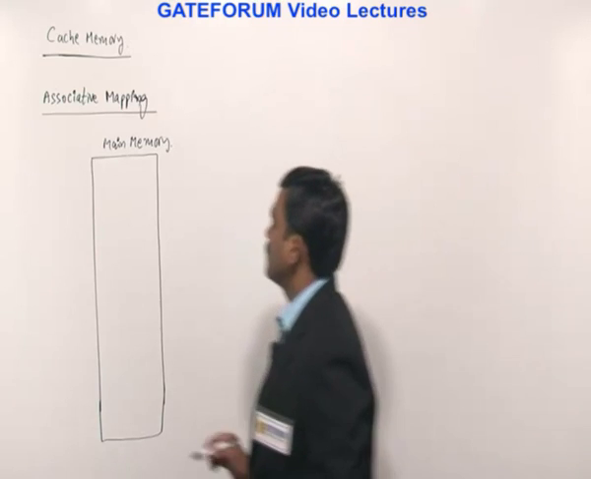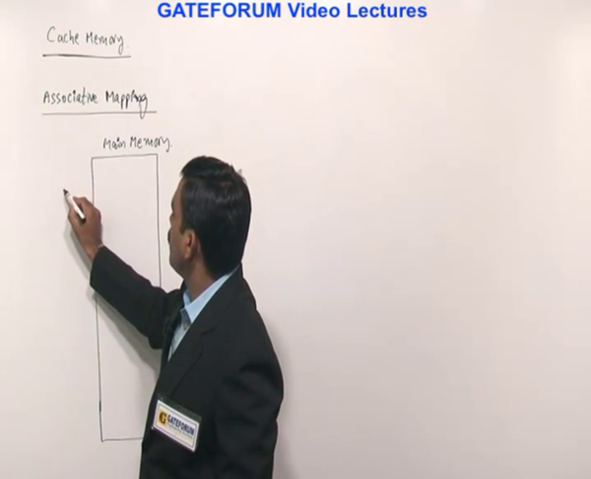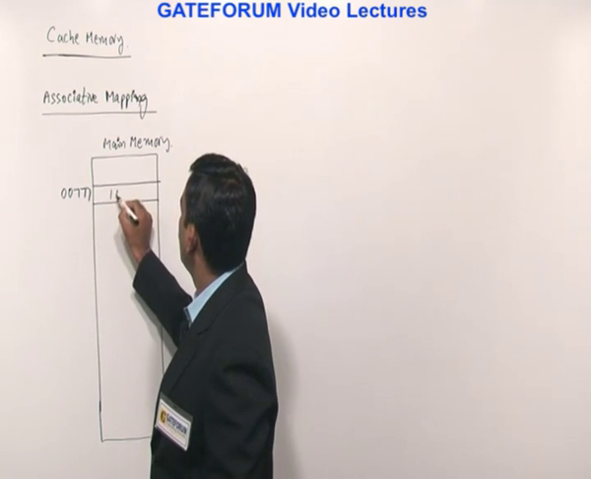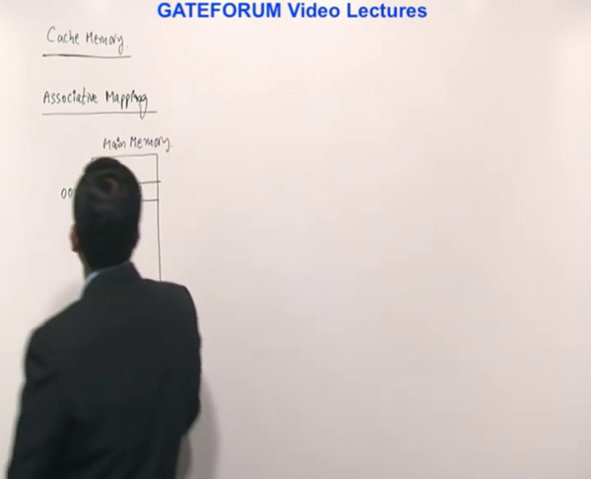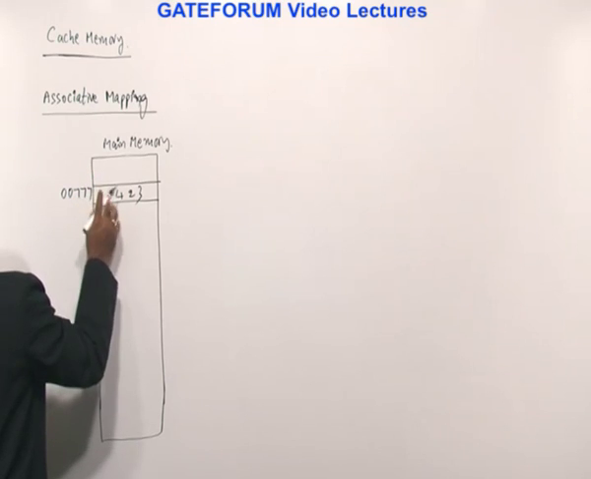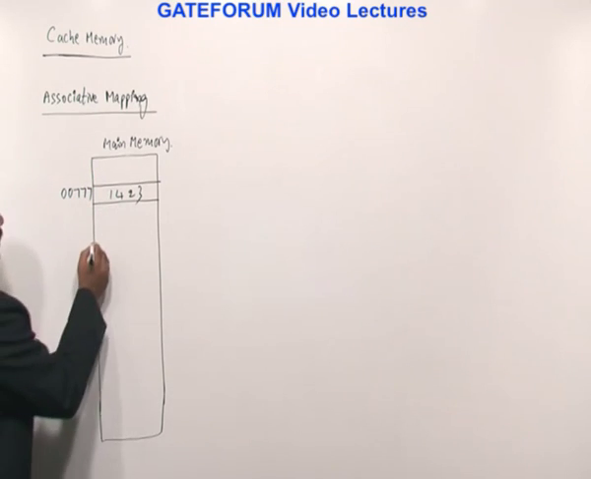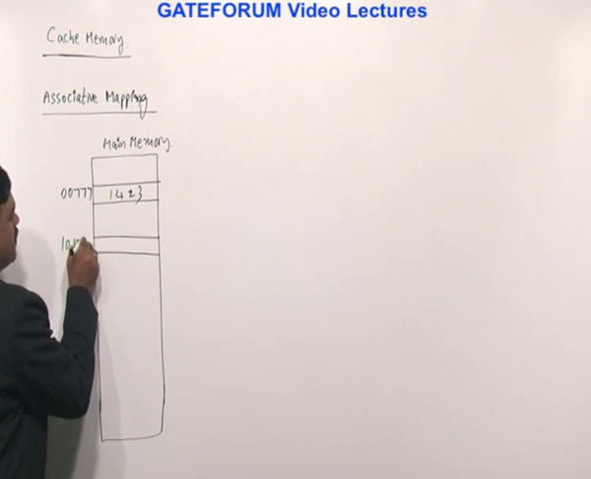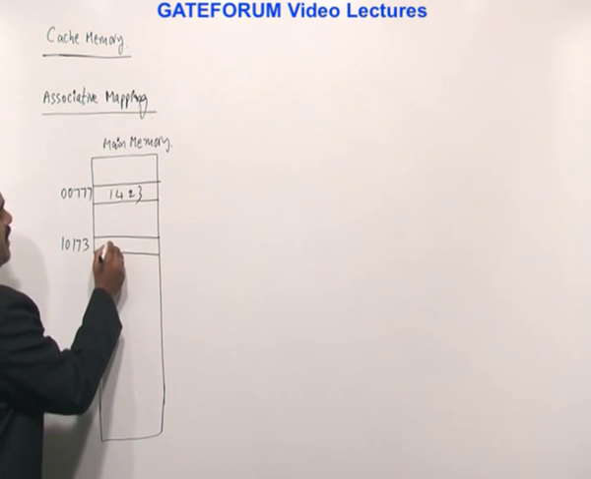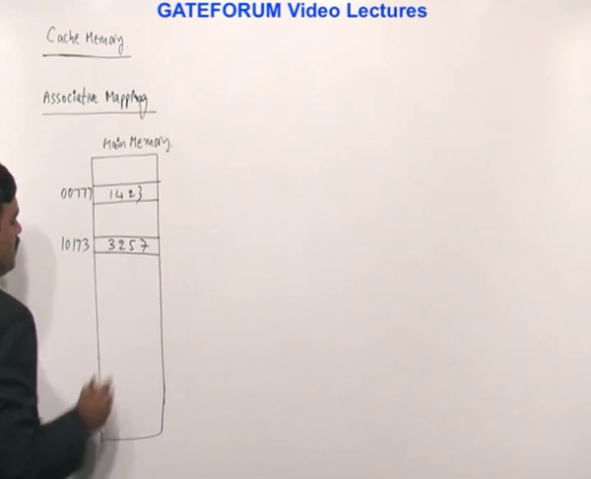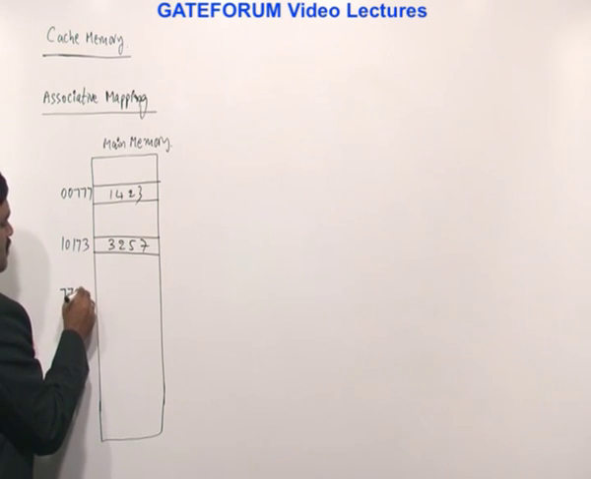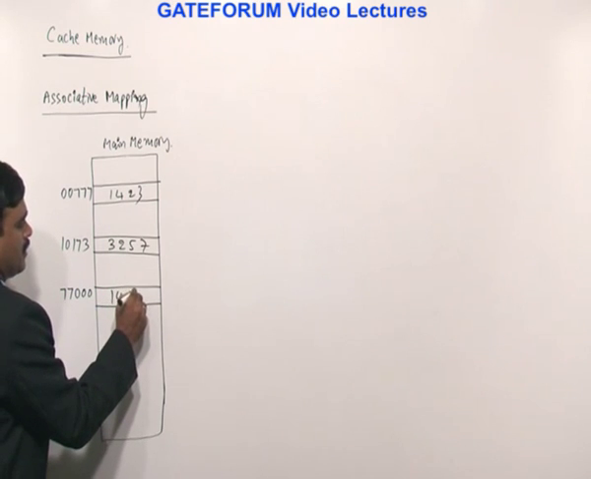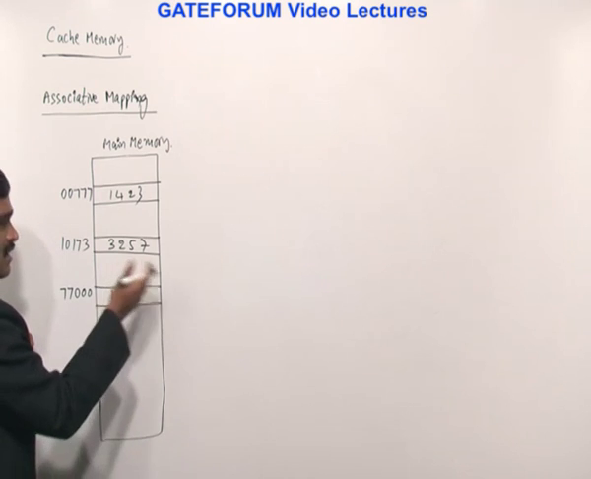So now, for example, these are the addresses. Somewhere at address 00777, there is a data item 1423. This is a main memory address, and this is the data stored in that location of main memory. And somewhere at address 10173, the data stored is 3257. And at address 77000, there is a data item 1415. This is the data represented in octal only.